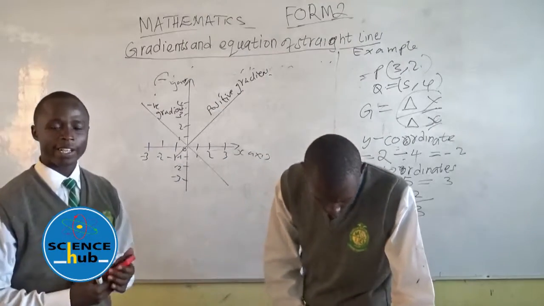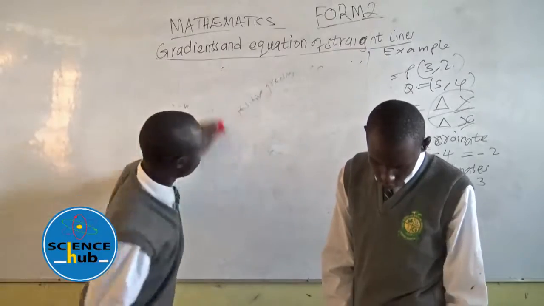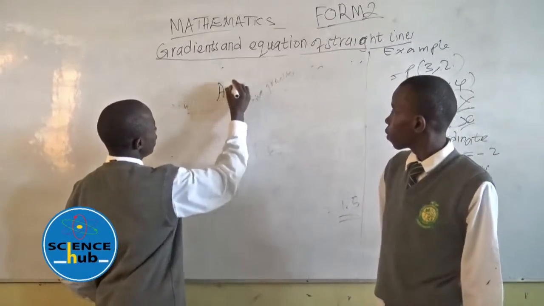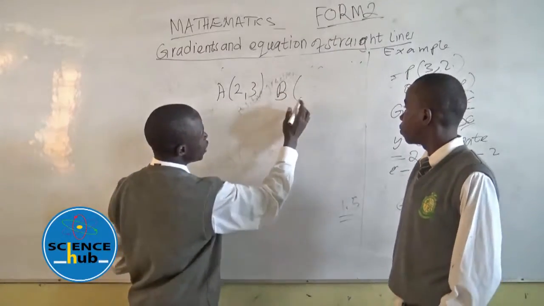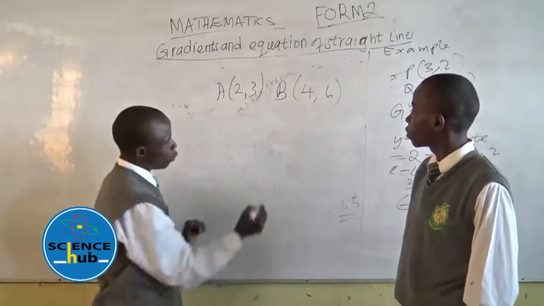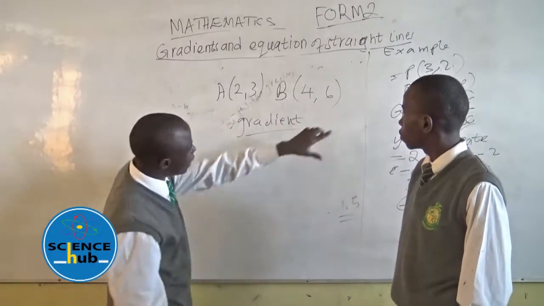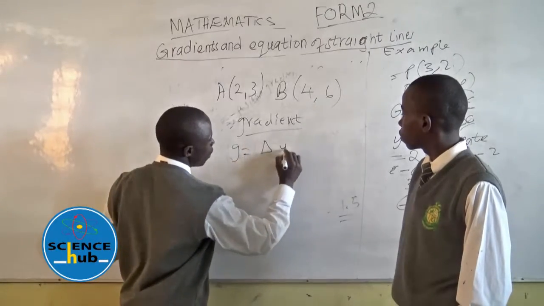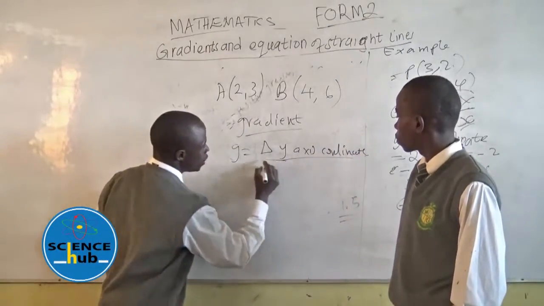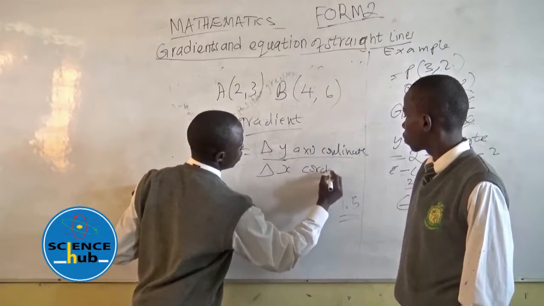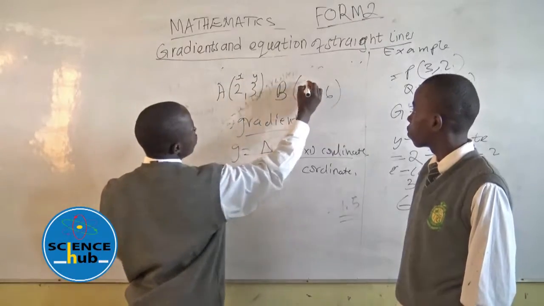We can also find the gradient of a line when we are given two points. For example, there is a line passing through point A, whose coordinates are (2, 3), and also passing through point B, whose coordinates are (4, 6). When finding the gradient, gradient is equal to change in y coordinates all over change in x coordinates.